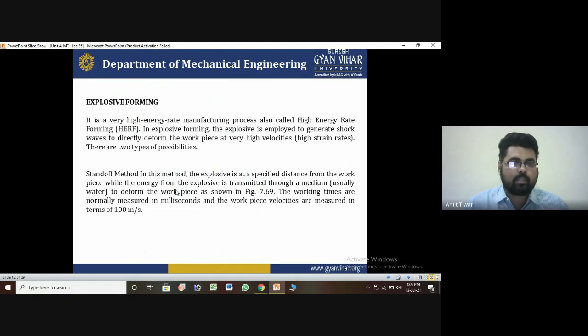So that's why we can call it the standoff method. In this method, the explosive is at a specific distance from the workpiece, and the energy from the explosive is transmitted to a medium, usually water, to deform the workpiece, as shown in the figure. The work times are normally measured in milliseconds, and the workpiece velocities are measured in terms of 100 meters per second.